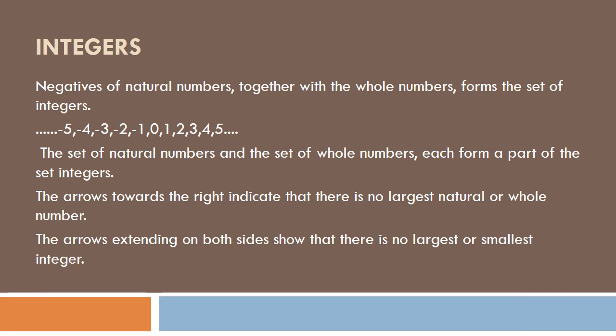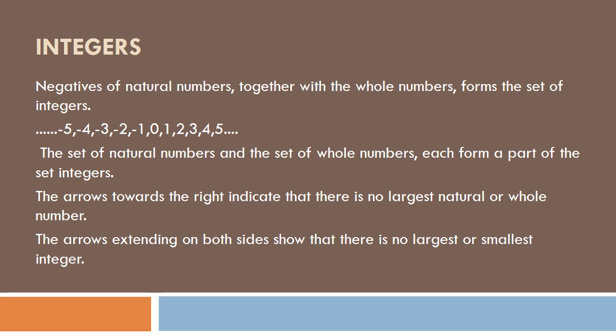Now comes the integers. Negatives of natural numbers together with the whole numbers form the set of integers. For example, -5, -4, -3, -2, -1, 0, 1, 2, 3, 4, 5, etc. The set of natural numbers and the set of whole numbers each form a part of the set of integers represented by the capital letter I.